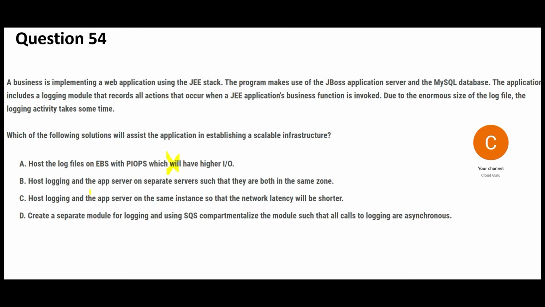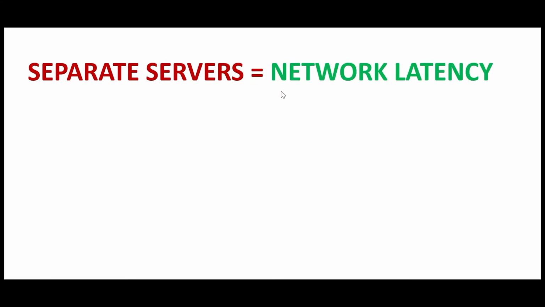The second one says you put the logging and the app server on separate servers in the same zone. Oh man, they are going to put them on separate servers. What does that mean? That means you are adding network latency. You will make the process even slower because to travel from one server to the other, it will take time.